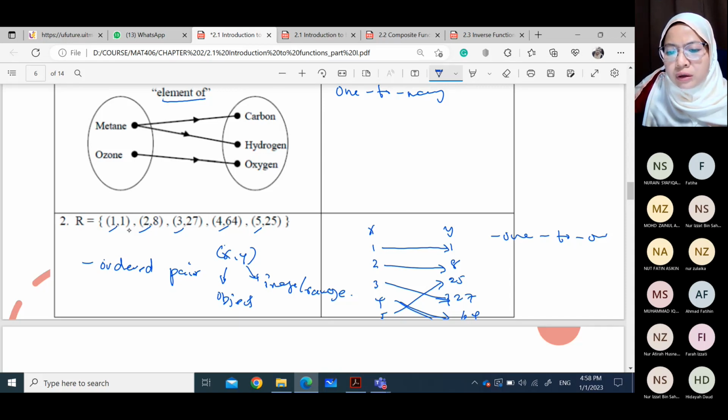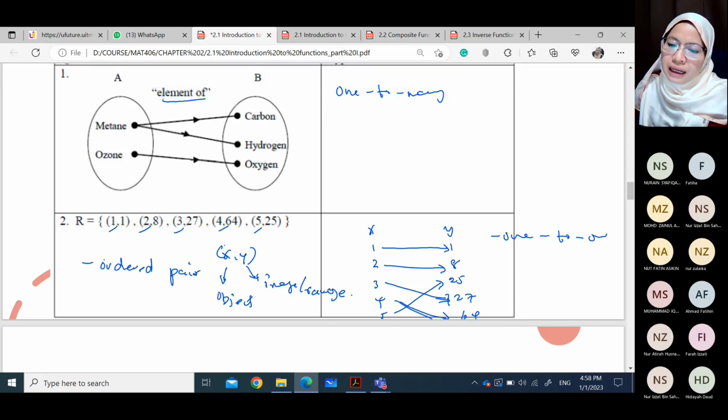Sekarang ni 1 to 1, 2 to 8, 3 to 27, 4 to 64 and so on. Dia tak repeat. Maknanya image tu dia sentiasa berlainan dengan objek. So kat sini kita boleh lihat yang ini adalah 1 to 1 relation. Okay, kalau lebih mudah nak lihat menggunakan arrow diagram, then you need to transform into arrow diagram.